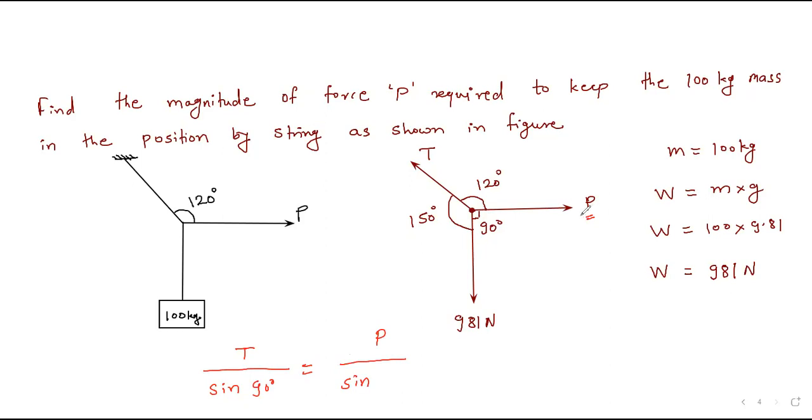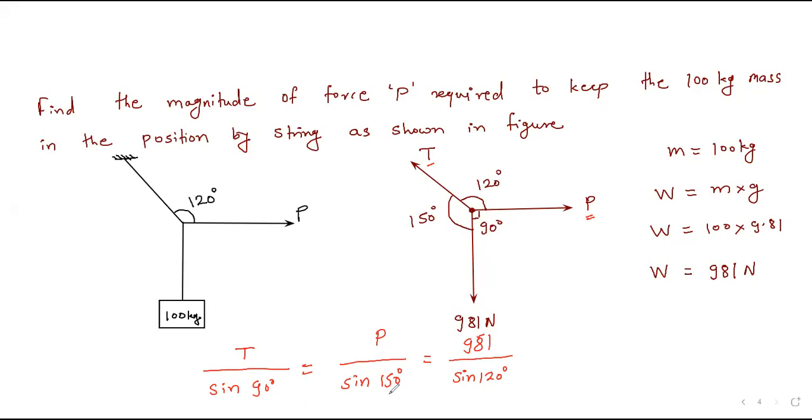I should leave the P and think about the other two forces. So the other two forces are this T and 981. So what is the angle between these two? The angle between these two forces is 150 degrees. So I will write here 150, which is again equal to, what is the third force? It is 981. So 981 at the numerator divided by sine of 120 degree. Okay. Now you can equate the terms and you can find out the value of T and P.